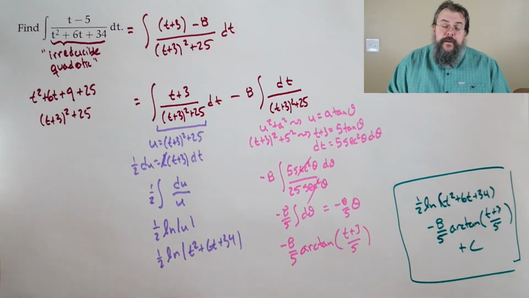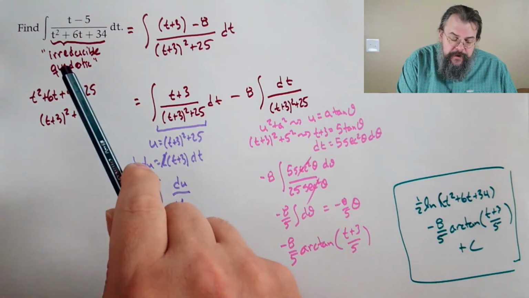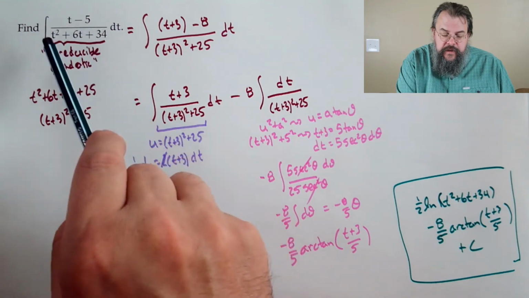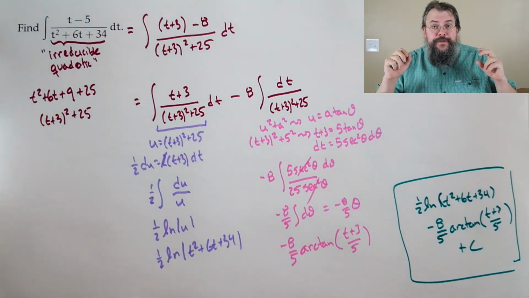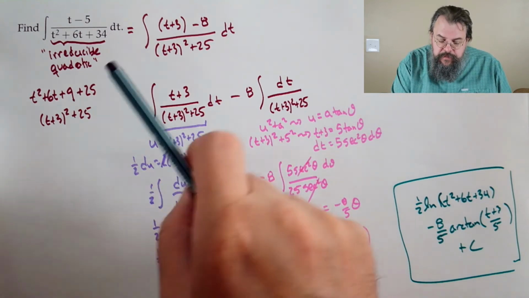And that's it. So in general, if you ever encounter an integral where you have an irreducible quadratic downstairs and a linear term, which just means some constant times t plus some constant upstairs, this procedure will work.